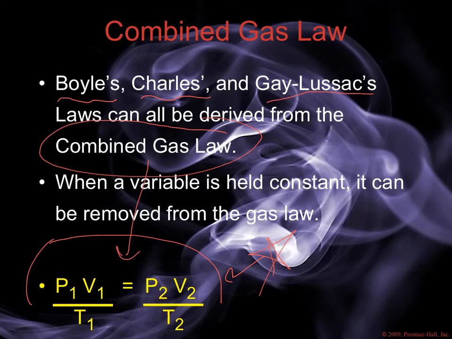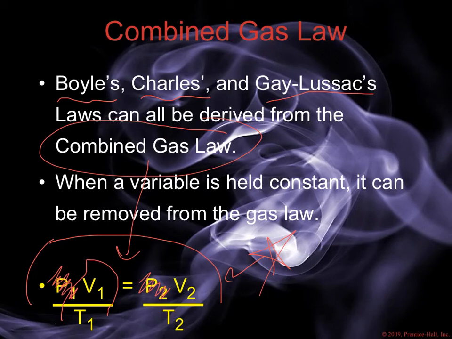Let's say, for example, the problem that we just worked, the volume is constant, doesn't change. That would mean that you would get rid of the volume term because it's held constant. And then what are you left with? You are then left with Gay-Lussac's law. Let's imagine now that instead of volume being held constant, pressure is being held constant. Let's say whatever we're doing is open to atmospheric pressure, and it doesn't change. So we're going to get rid of the pressure term. What do we have left now? Whose law is that? That is Charles's law, volume over temperature.